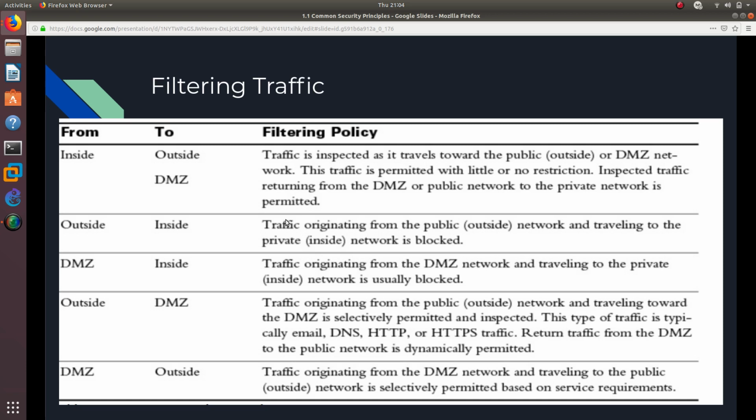And this is how you can filter your traffic. As you can see right here, going from the inside to the outside, traffic is inspected as it travels towards the public or the outside network or the DMZ network. This traffic is permitted with little or no restriction. Inspected traffic returning from the DMZ or the public network to the private network is permitted.